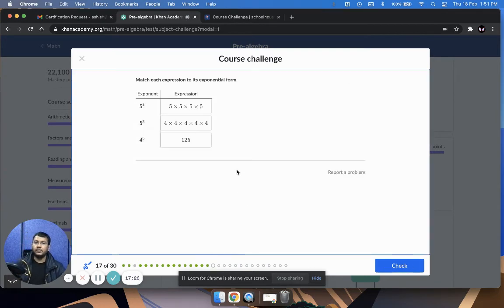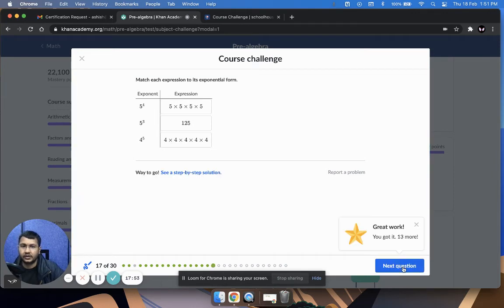Awesome. Match each expression to its exponential form. 5 to the 4th power, 5, 5, 5, 5. That's already matched. 5 to the 3rd power. That's not 4. That's 125. 5 times 5 is 25. Times 5 is 125. So it's 125. 4 to the 5th power. That's 4 times 4 times 4 times 4 times 4, which is you take 5 4s and then you multiply all of them together. That's what you get.